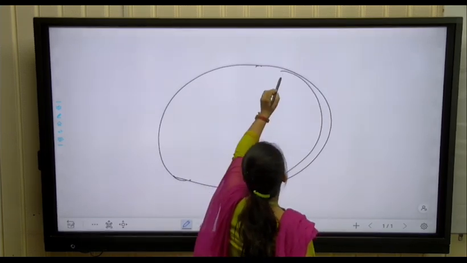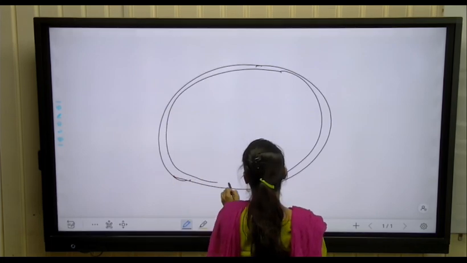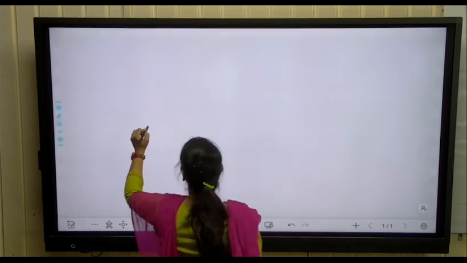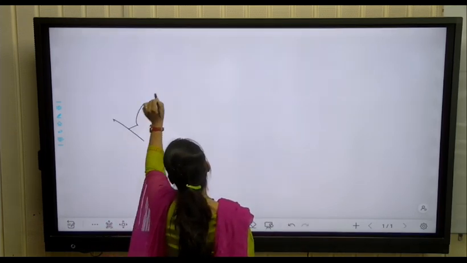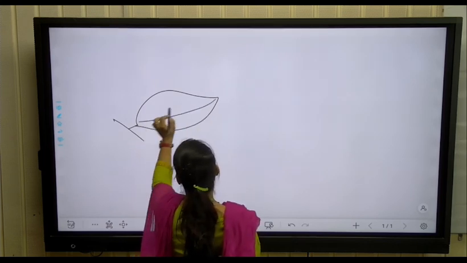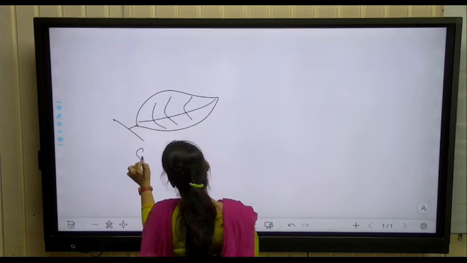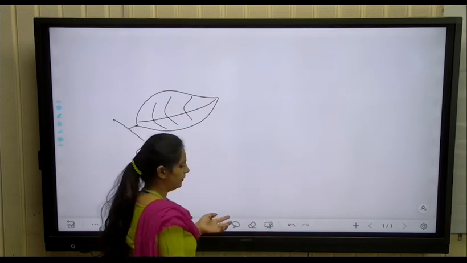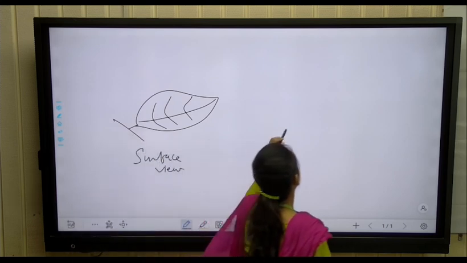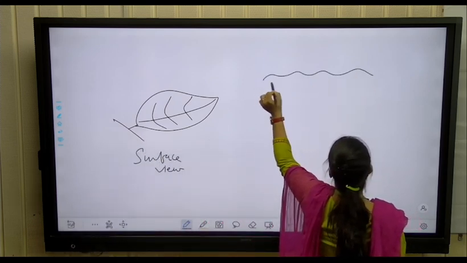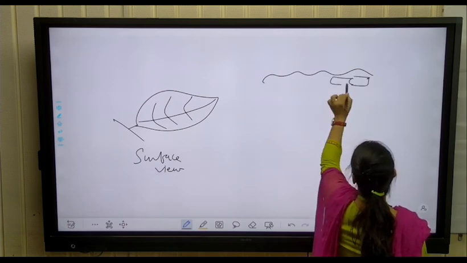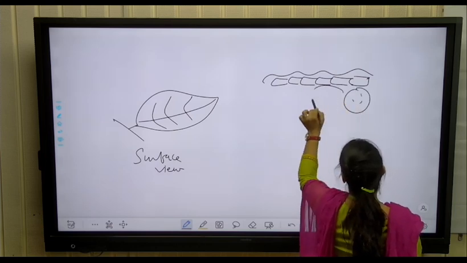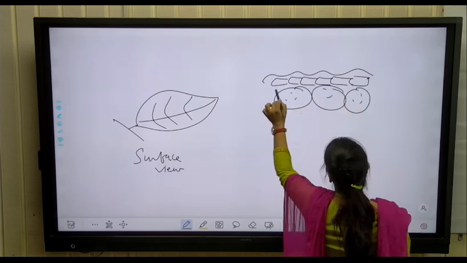First, let's discuss the location of chloroplast. When we look at the surface view of any leaf, from the outside, we can see this kind of leaf, but when we look at the TS, the transverse section, we will come to know about the structure of chloroplasts and other cell organelles.